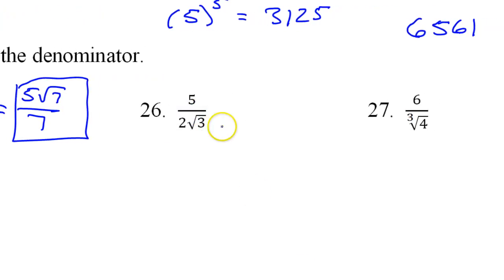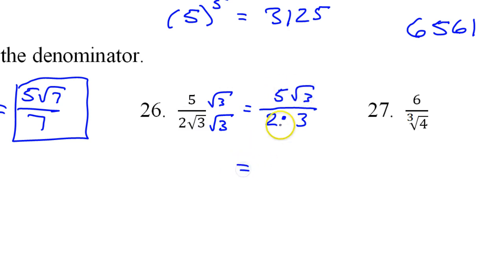Similarly right here, I could rationalize the denominator by multiplying the numerator and the denominator by radical 3. Radical 3 times radical 3 is 3. But meanwhile, this 2 didn't go anywhere. And in the numerator, I have 5 radical 3. So that's going to be, of course, 5 radical 3 over 6.